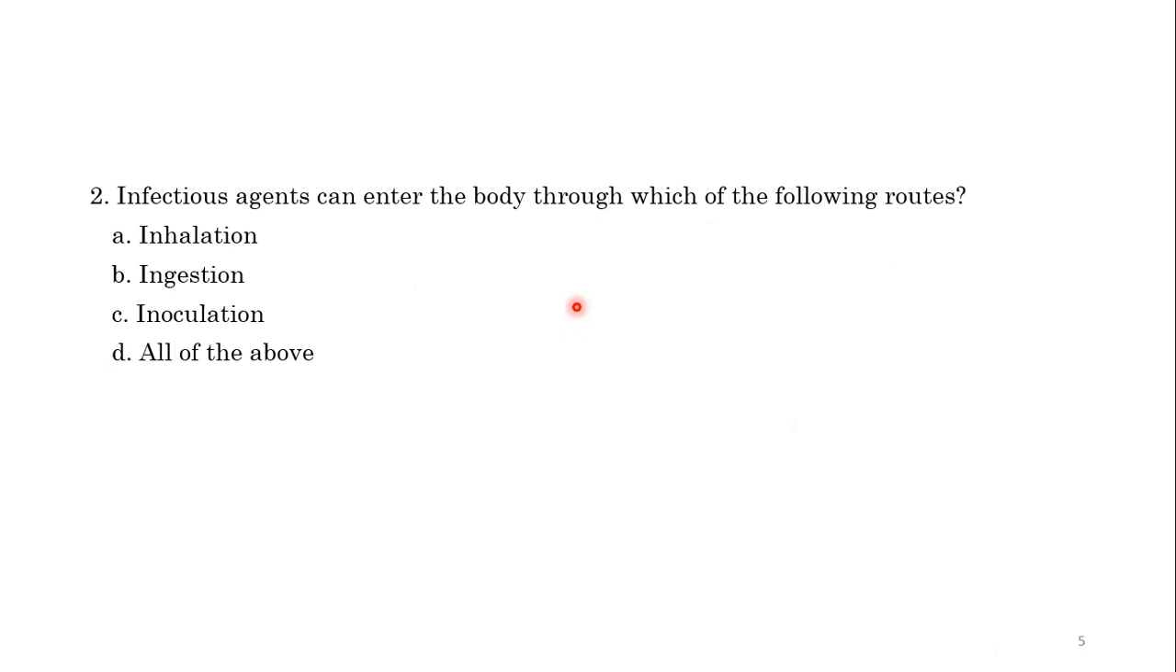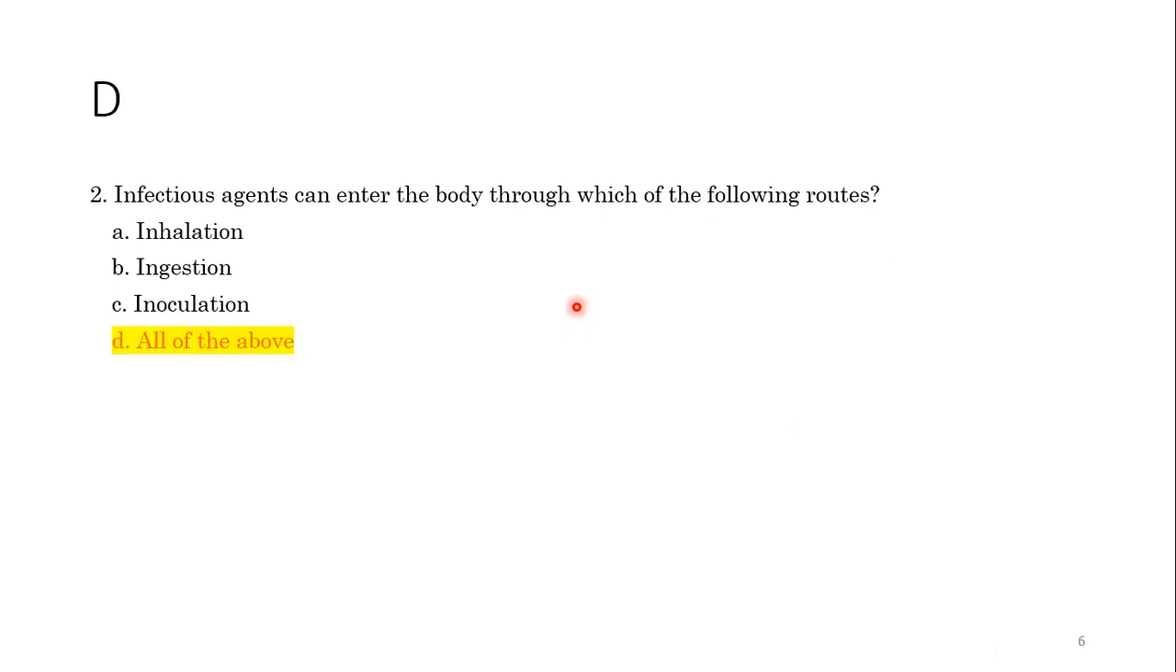Number two, infectious agents can enter the body through which of the following routes? A, inhalation, B, ingestion, C, inoculation, or D, all of the above? The answer for our second practice question is letter D, all of the above.